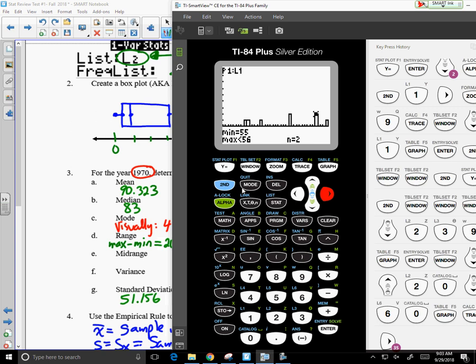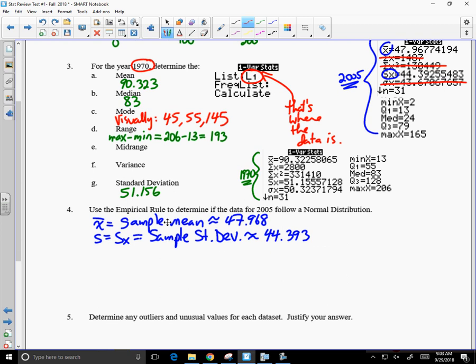But the reason I took the time to go over this is because on the test, I'm not giving you that much data over that wide of an interval. So this technique could work based on what I'm going to give you.